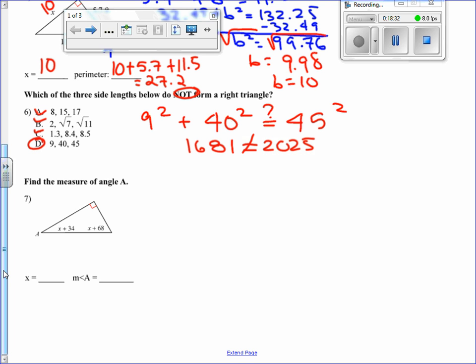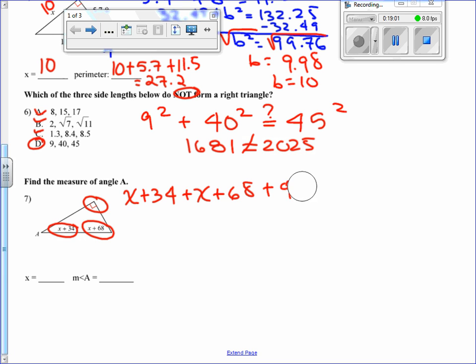So, what do we know about the 3 angles of any triangle? They add up to 180. So that's one approach. There were 2 approaches, okay? So one approach was to use angle plus angle plus angle equals 180. So that would be x plus 34 plus x plus 68 plus what? 90. Plus 90 equals 180.